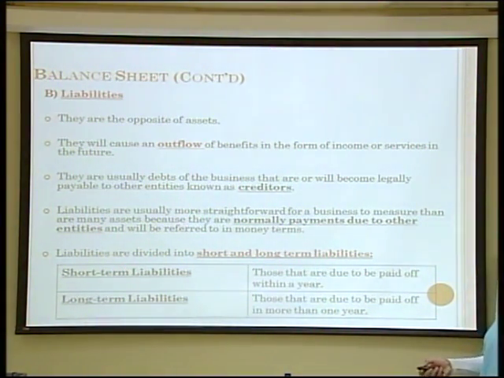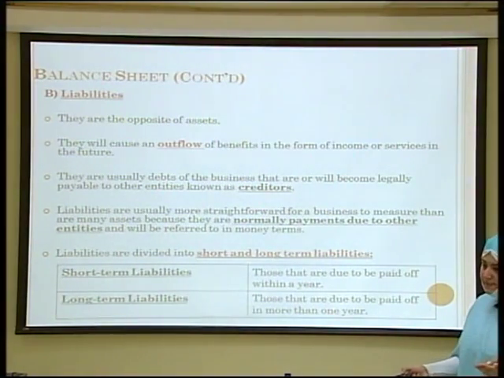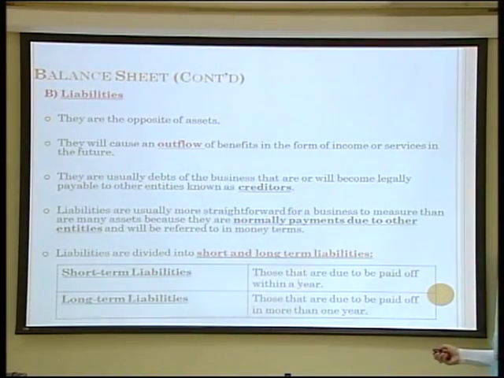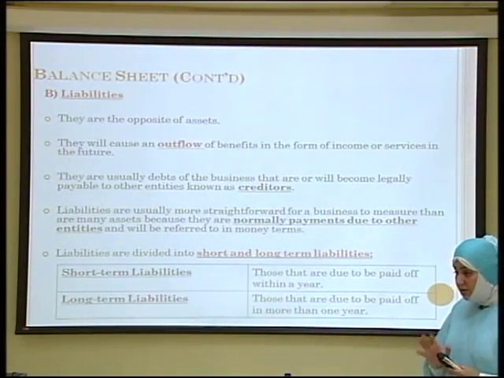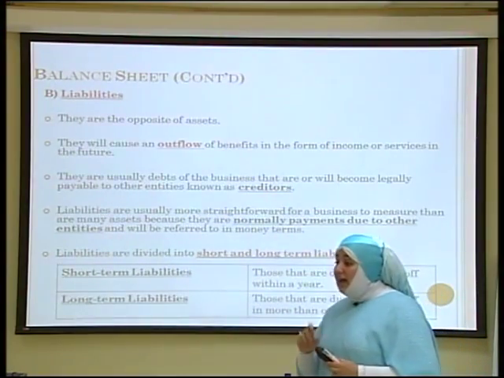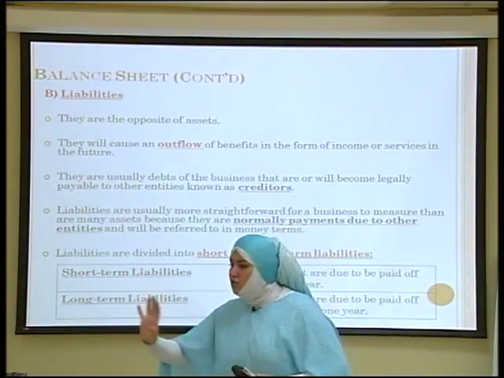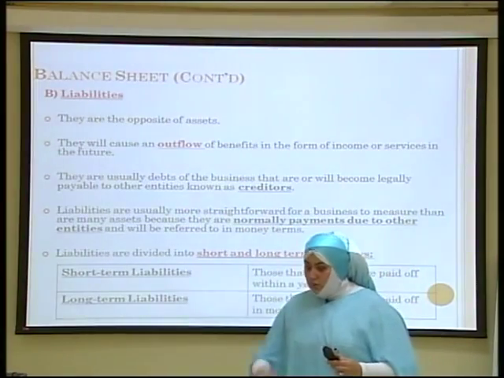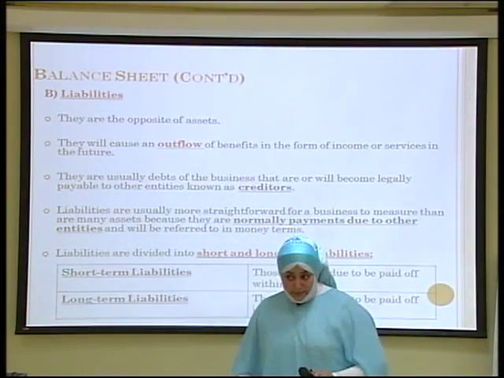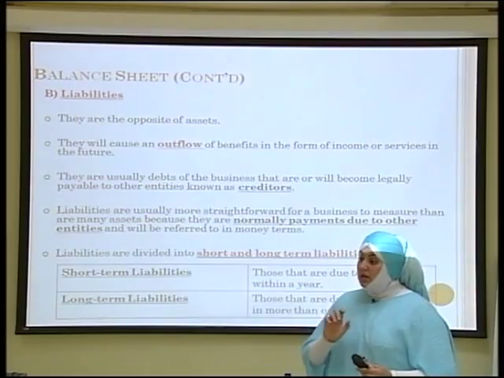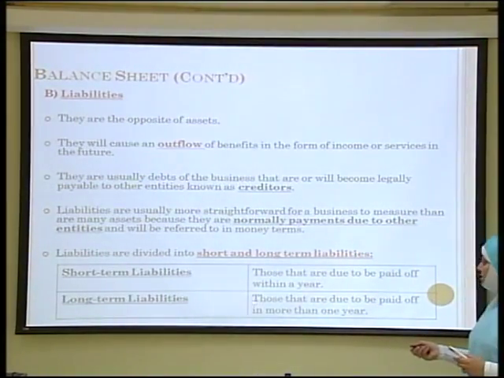Liabilities as well are divided into two types: short and long-term liabilities. Short-term liabilities are those that are due to be paid off within a year. Any liability that the company owes others and it is due within a year is a short-term or current liability. Any liability that is due to be paid off in more than 1 year is a long-term liability.